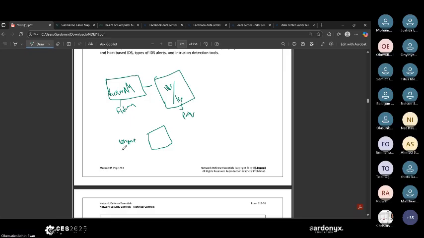Ghana, Ivory Coast are allowed. Egypt is allowed. But Togo is not allowed to enter. So the firewall will first work on this and see, okay, who is allowed into the network? That means who has the access to enter into Nigeria. That's why firewalls come first.